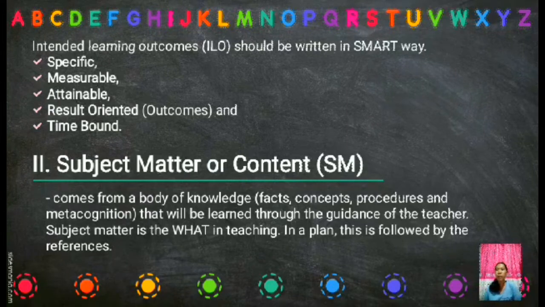So, when we speak about subject matter content, it comes from a body of language, the facts, concepts, procedures, and metacognition that will be learned through the guidance of the teacher. So, subject matter is the what in teaching. In a plan, this is followed by the reference.